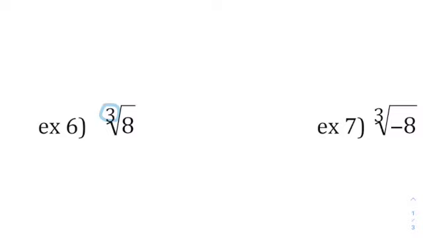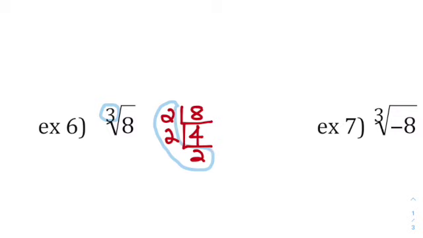Now going back to something we did before, break down your 8. 2 goes into 8, 4. 2 goes into 4, 2 times. For square root purposes, we circle a pair of 2's. Now we need to have 3 of the same, triplets. You are circling all 3 to make this problem work. The answer is 2, and you need to have 3 of the 2 to give you the 8.